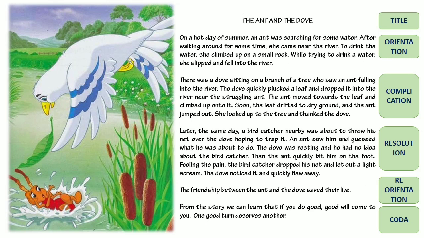After finding out the language features, now let's see the structure. The first part is title atau judul cerita. The second part is orientation. It explains the characters involved, the time and the place of the story. Jadi menunjukkan karakter, waktu, dan tempat terjadinya cerita tersebut.